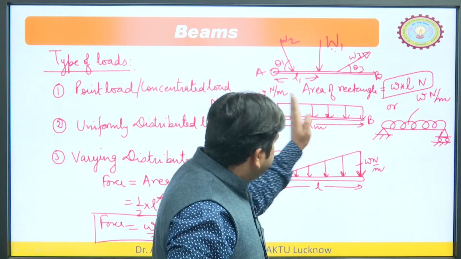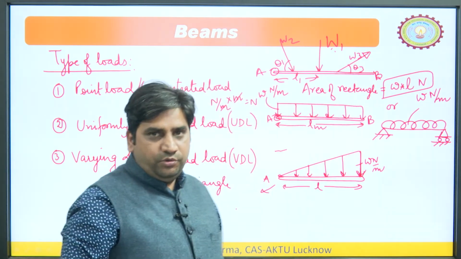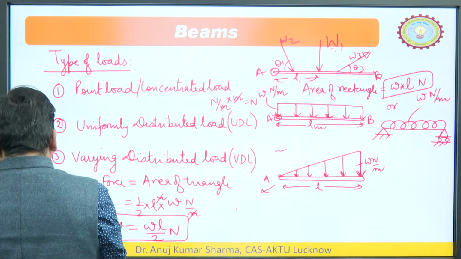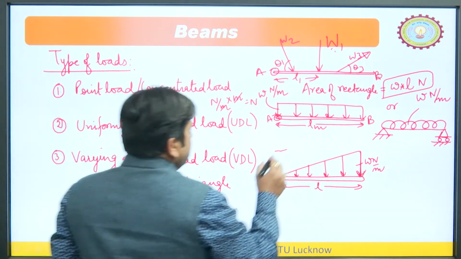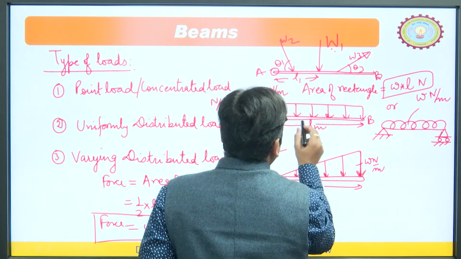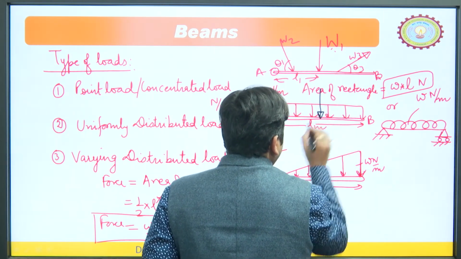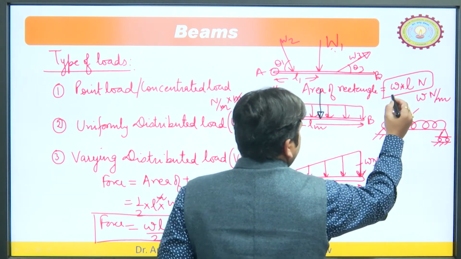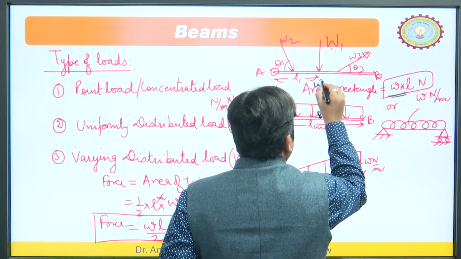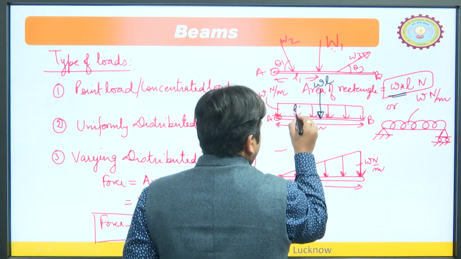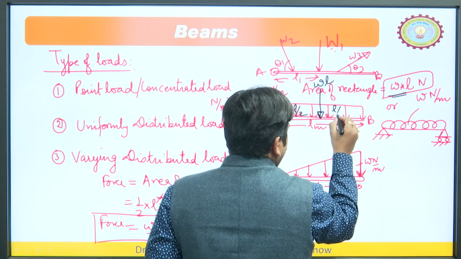So, we have to replace this UDL by a single point load. So, how we can replace this? So, we have to calculate the force. So, this is the W Newton per meter. So, we can replace all this and we can apply the load at the midpoint. So, the load value would be how much? W into L, but where it would be applied? L by 2 from this end or L by 2 from this end.